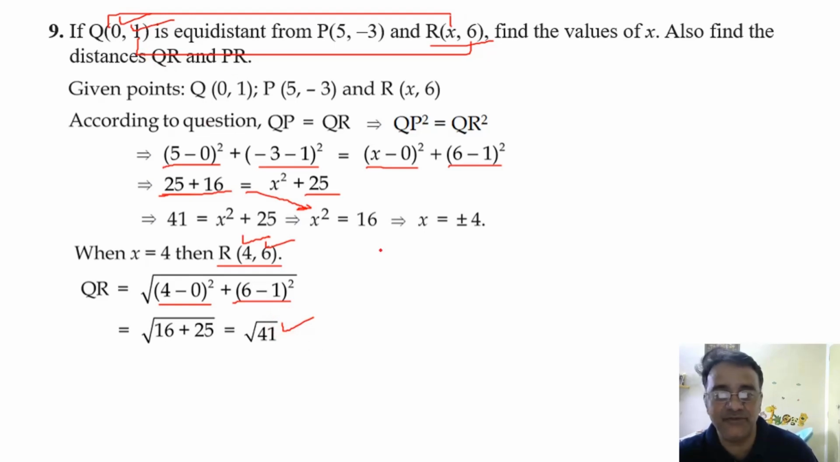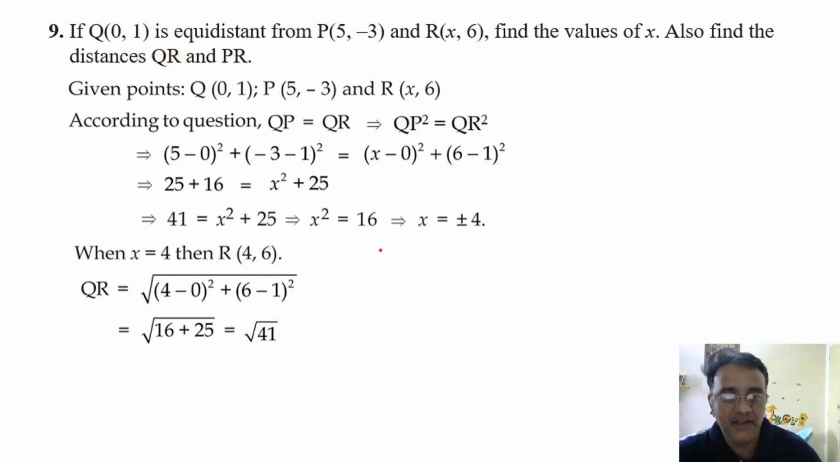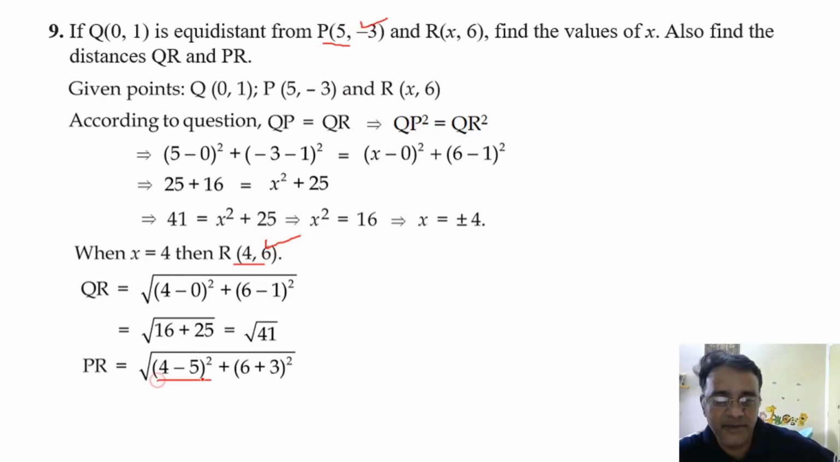Now PR we have to find. PR. ध्यान से देखो PR. Root of (4 minus 5) whole square plus (6 minus of minus 3, that is 6 plus 3) whole square. So this will become 1 and this will become 81. So root over 82.